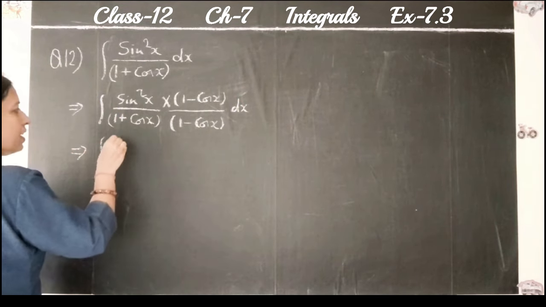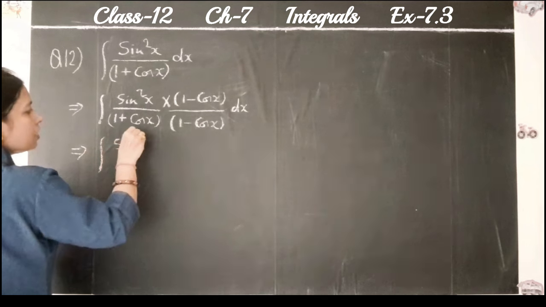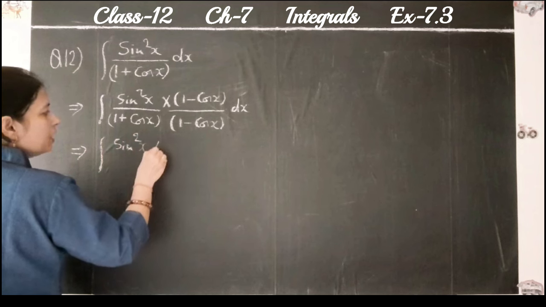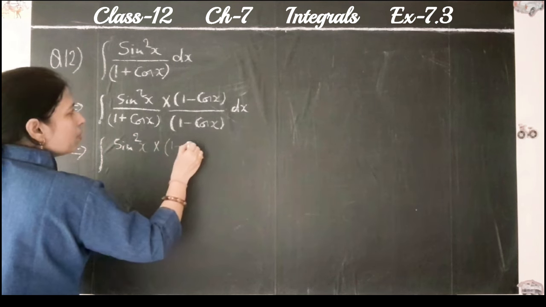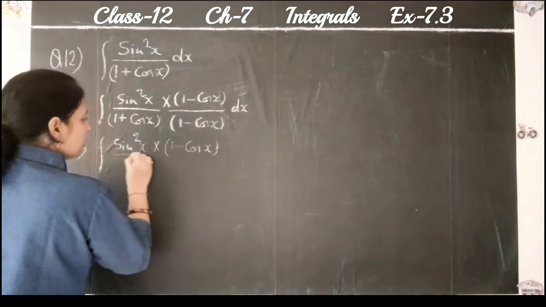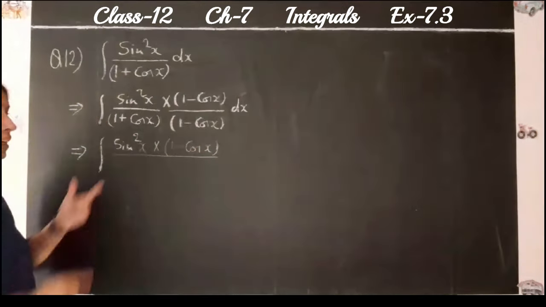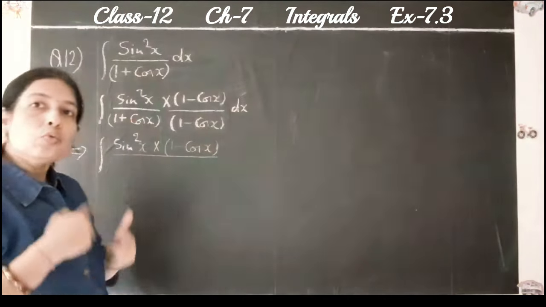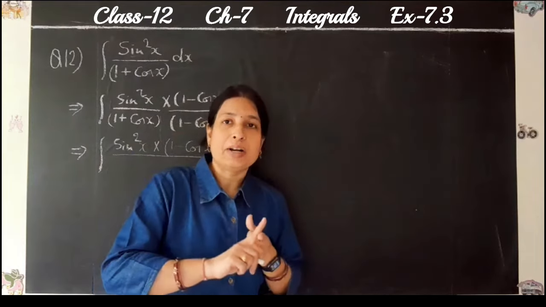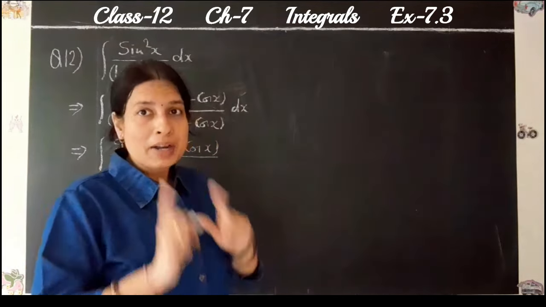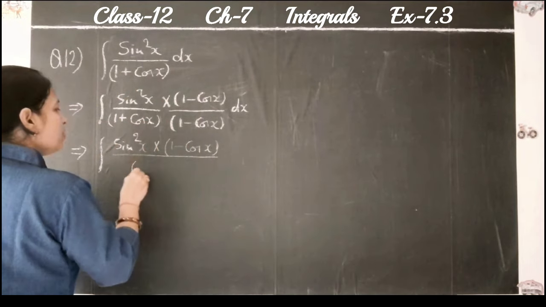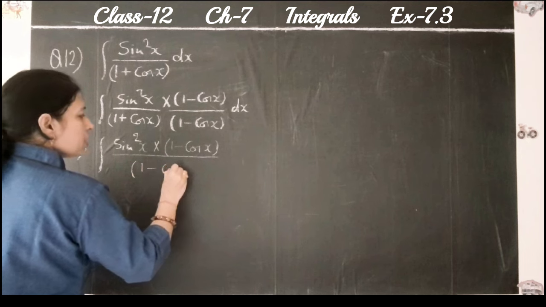So it will be the integral of sine square x into 1 minus cos x, as it is. Then divided by 1 plus cos x into 1 minus cos x. It is the same as a plus b into a minus b, so it will be a square minus b square. Here a is 1, b is cos x, so it will be 1 minus cos square x.